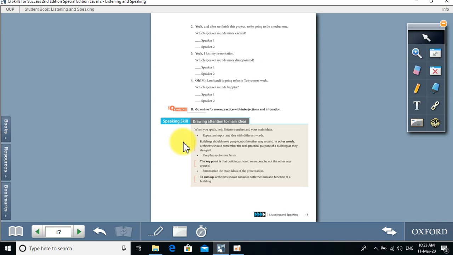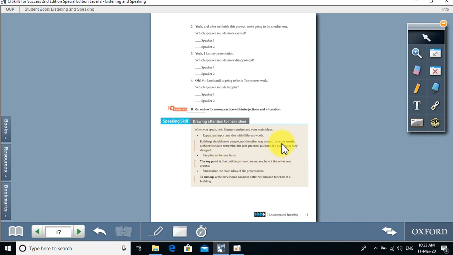When you speak, help listeners understand your main ideas. Repeat an important idea with different words. One example is given here. Buildings should serve people, not the other way around. In other words, architects should remember the real practical purpose of a building as they design it.